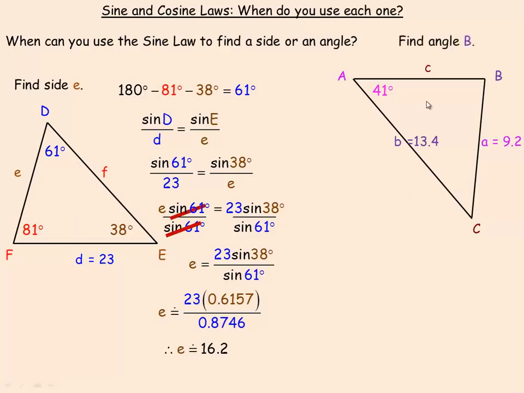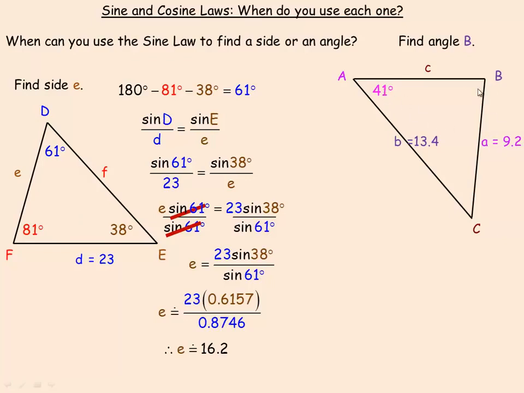Let's take a look at finding an angle now. The instructions for this might be to find angle B, for example. If in a triangle you know, again, you have to know an angle-side pair. That's the same as if you're finding a side. You still need an angle-side pair. So know angle A and side A.